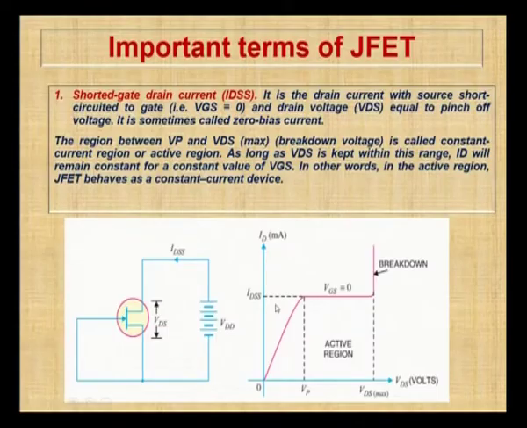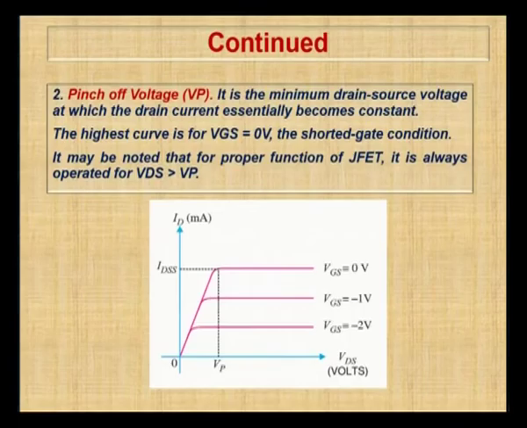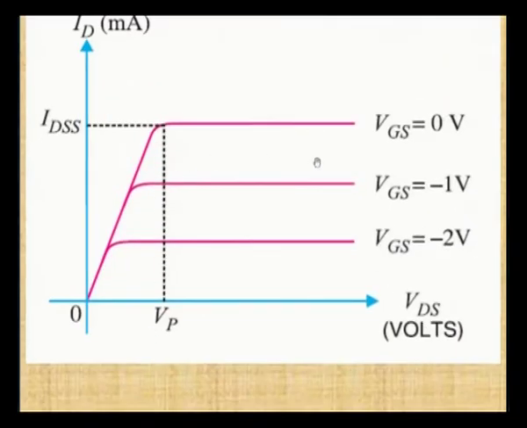In the previous session we discussed an important term of JFET, the shorted gate drain current, IDSS. Now we move on to pinch off voltage. What do you mean by pinch off voltage? It is the minimum drain source voltage after which the drain current ID is constant. That is called the pinch off voltage. And from the figure we can observe the pinch off voltage for a different family of curves. This VP is called the pinch off voltage where it touches the maximum value of ID. After this the ID value is constant.